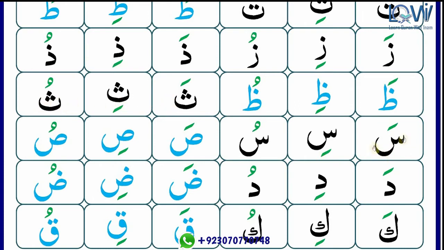Then seen. Seen is a thin letter. Sod is a thick letter. Okay, seen will be read with thin voice, sod will be read with thick voice. This way you can make a difference between seen and sod. Okay, so let's revise. Sa, si, so.